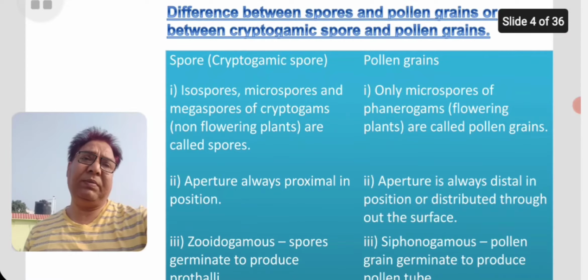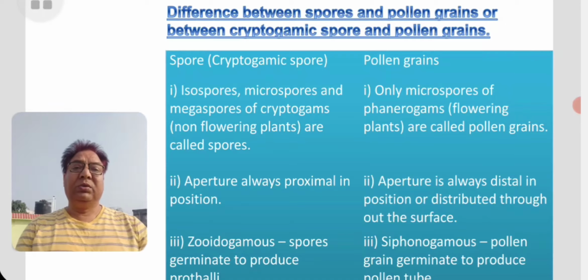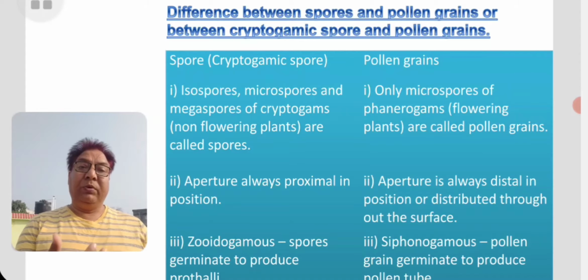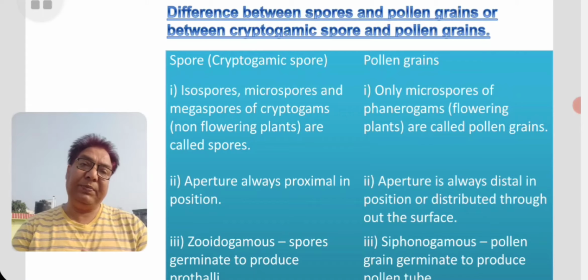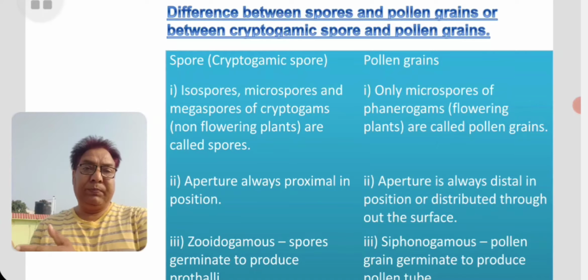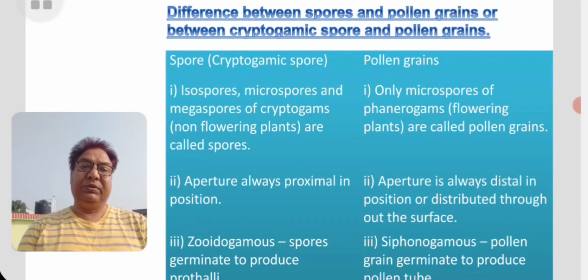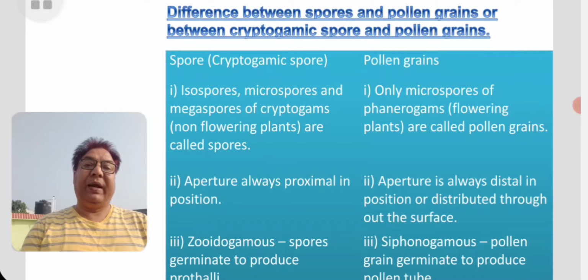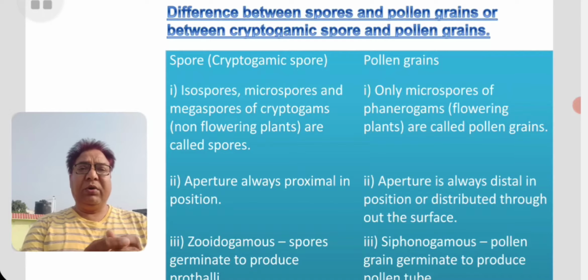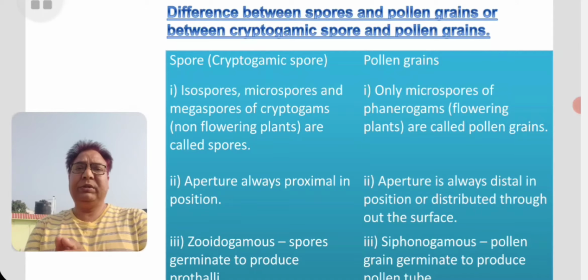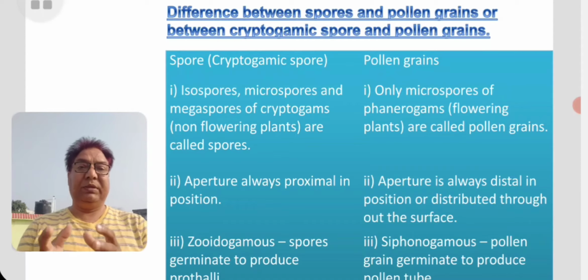So we are talking about spores and pollen grains all the time. What is the difference between them? Pollen grains are also spores. They are the microspores of phanerogams, the flowering plants. But the spores, as we mention every time here, are the cryptogamic spores. They're the spores of non-flowering plants, like algal spores, fungal spores, bryophytes or mosses, pteridophytes, up to that. But here also, if you specifically compare the microspore of phanerogams, you should compare the microspore of cryptogams also. That will be a better comparison.